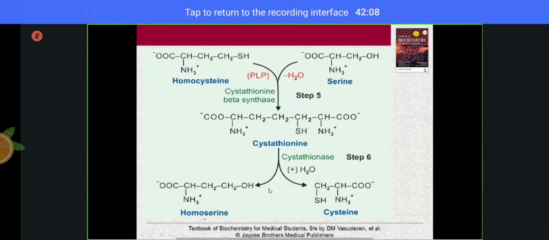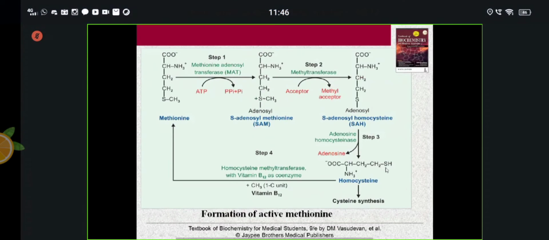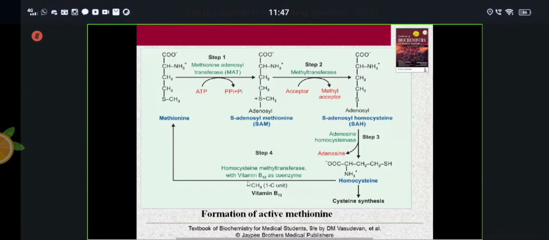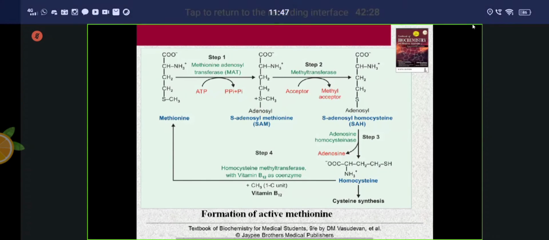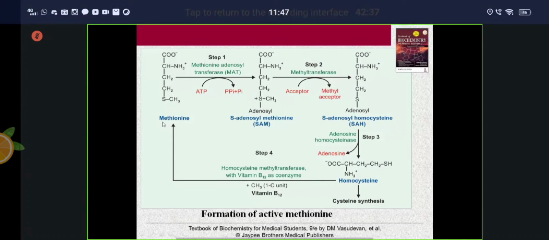Homocysteine also contains sulfur. Now with the help of vitamin B12 and homocysteine methyl transferase, you add one methyl group to get methionine. So what's the difference between homocysteine and methionine? Methionine contains a methyl group. Homocysteine does not contain a methyl group. Always remember that. Methionine always contains methyl, it's in the name itself, a clue.